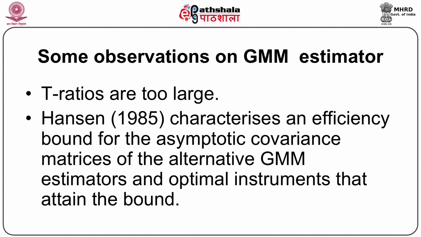Hansen 1985 characterizes an efficiency bound for the asymptotic covariance matrix of the alternative GMM estimators and the optimal instrument that attains the bound. So, Hansen 1985 characterizes an efficiency bound for the asymptotic covariance matrices of the alternative GMM estimators and the optimal instrument that attains the bound.